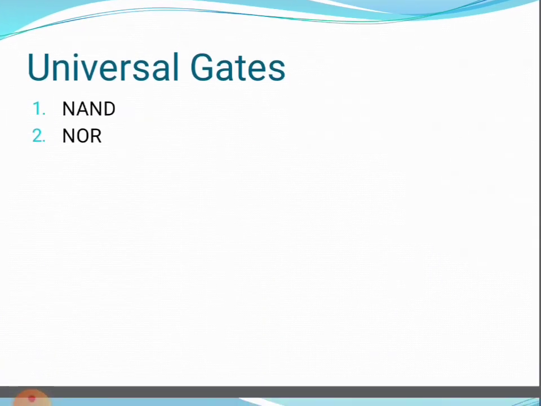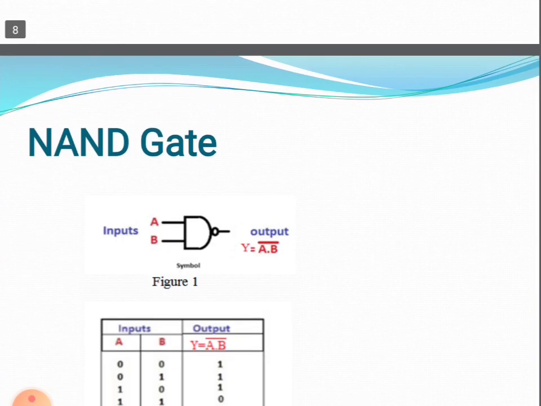Next, universal gates. AND, OR and NOT are the basic logic functions and are able to perform logical multiplication, logical addition and logical inversion. Now we will study the universal gates, NAND and NOR. The NAND and NOR gates are known as universal gates because these gates can perform the logical operations AND, OR and NOT.